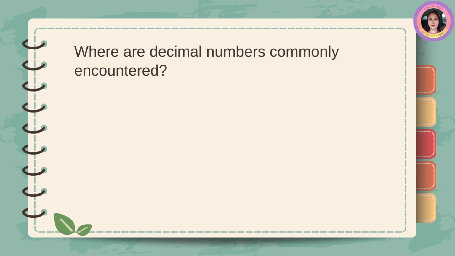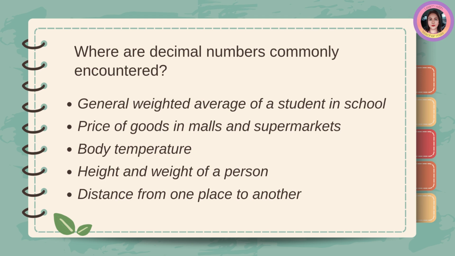Where are decimal numbers commonly encountered? Decimal numbers are commonly encountered in the general weighted average of a student in school, price of goods in malls and supermarkets, body temperature, height and weight of a person, and distance from one place to another.